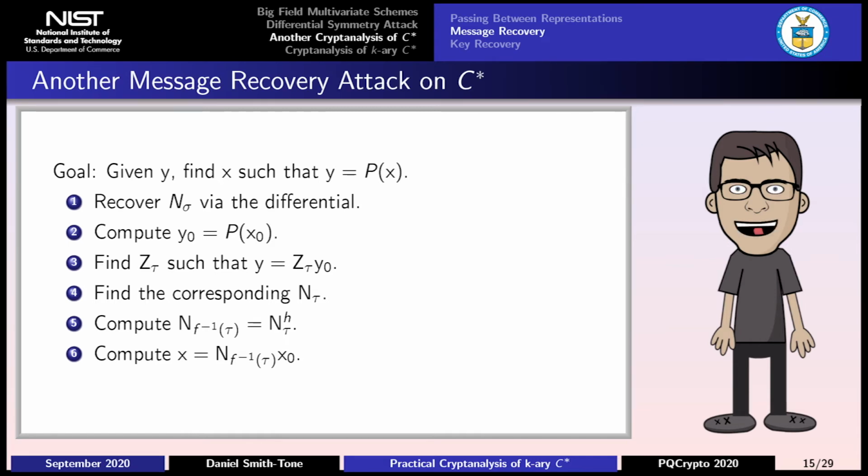So we have a ciphertext Y, and we want to recover a plaintext X. We first use the differential attack to recover n sigma, just as in Sflash. Then we find an anchor by encrypting a random plaintext X0 to produce the ciphertext Y0. We then find the unique linear map Z tau in the Z basis that sends Y0 to Y. Using the same linear combination we used to produce Z tau from its basis, we form N tau. We can then recover n f inverse of tau by raising this map to the proper exponent h. Finally, we recover the plaintext by multiplying x0 by this particular map.